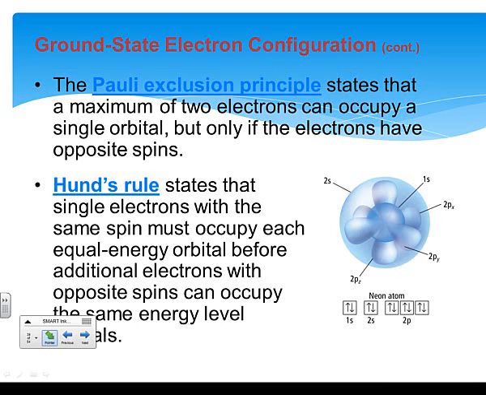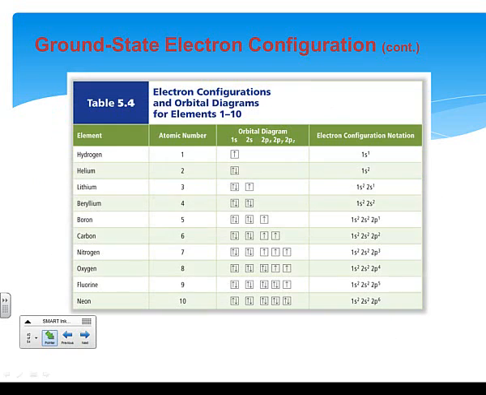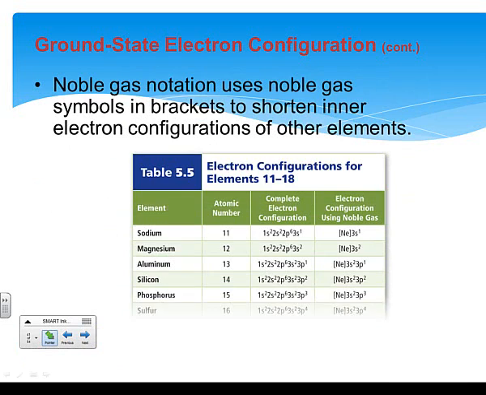And another important rule that you need to keep in your pocket is Hund's rule, and it states that single electrons with the same spin must occupy each equal individual orbital before additional electrons with opposite spins can be added to that same orbital. Now you're looking at this computer screen probably thinking, lady, you have lost your mind.